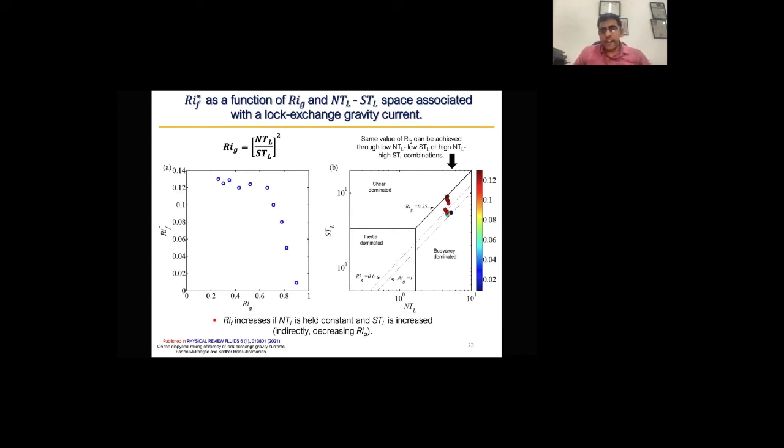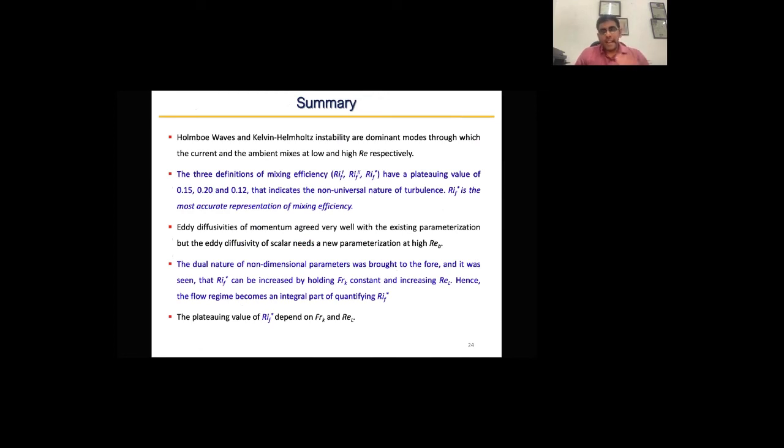What we did was try to put it on a different platform to improve our understanding of what exactly is happening with this mixing efficiency. We showed that the counter gradient flux is one issue. But even after you get rid of that issue, you still have another issue, where you need to see which regime you are in, so that you can use that particular value of mixing efficiency. So with that, I would like to conclude.